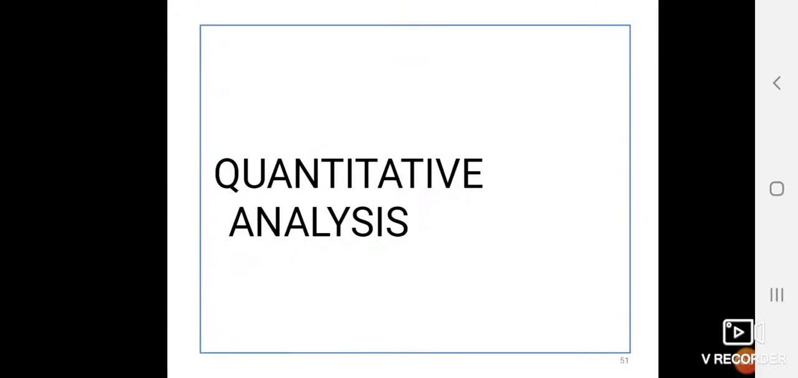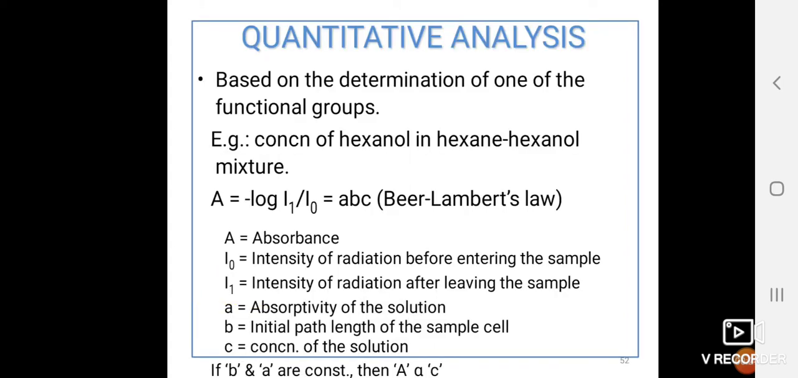Hello dear students, today I'll discuss the quantitative analysis, the application of IR spectroscopy. We have discussed how qualitative analysis is done by using IR spectroscopy. In quantitative analysis, we are going to see how IR is used for measuring the concentration of different substances. Quantitative analysis is based on the determination of one of the functional groups.